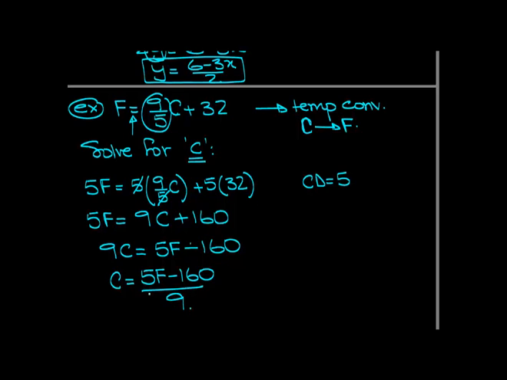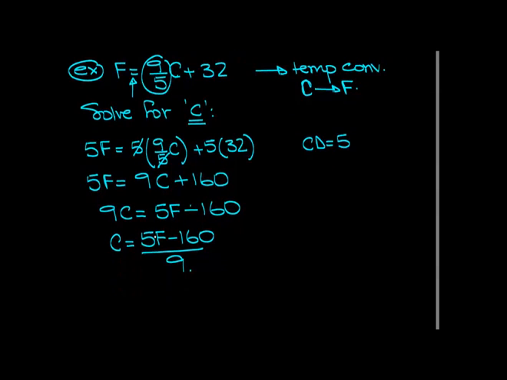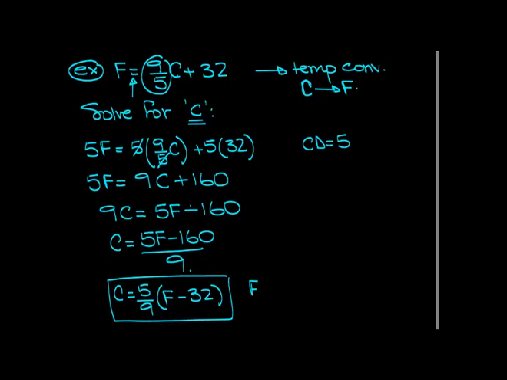Okay, and that's a fairly good formula, but if you want to clean it up a little bit, we can do that. If you notice there's a 5 common on the top, we can factor that out. We can write 5/9 times (f minus 32). So here's your formula to convert from Fahrenheit to Celsius. If someone gives you a temperature in Fahrenheit and they ask you for a temperature in Celsius, we can use that formula.